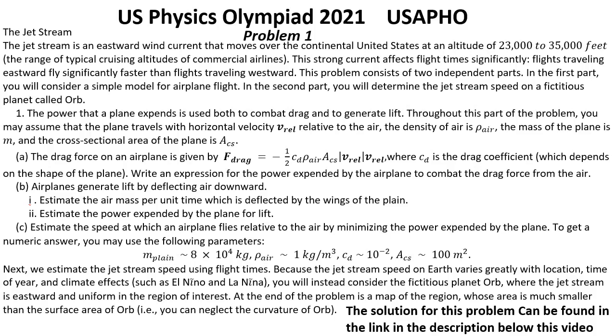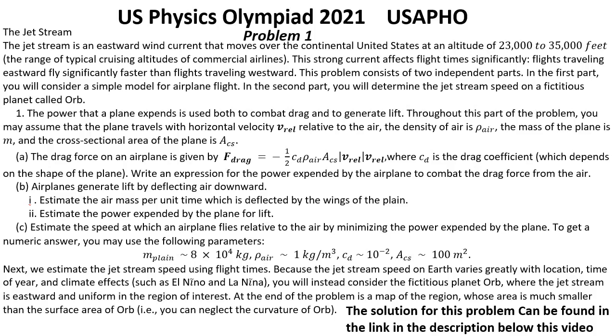Mass of plane approximately 8 times 10 to the power 4 kilograms. Rho air is about 1 kilogram per cubic meter. CD about 10 to the power -2. ACS is about 100 square meters. Next, we estimate the jet stream speed using flight times.